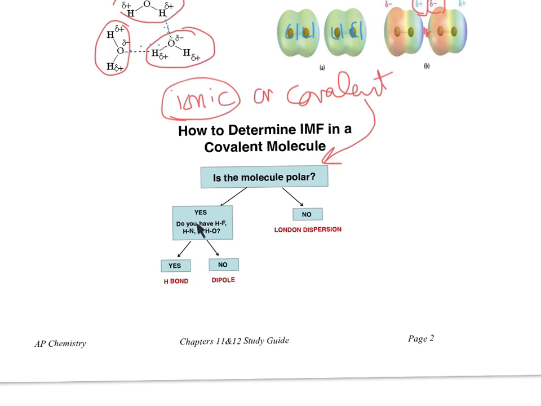If yes, if it is polar, then it has London dispersion and other things, but the London dispersion is negligible. The other things it could have is either hydrogen bond or dipole. So to know that, you ask yourself, do you have an HF, HN, or HO? If yes, then it's hydrogen bonding. If no, it is dipole. So that's a real quick review of intermolecular forces. Again, I know you don't have this page in your notes, but this PowerPoint is online on Google Classroom.